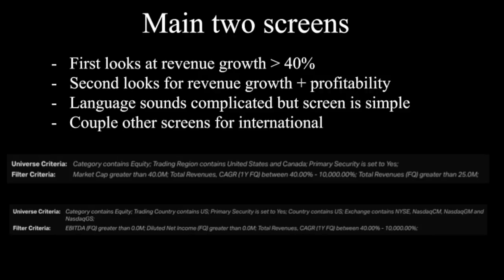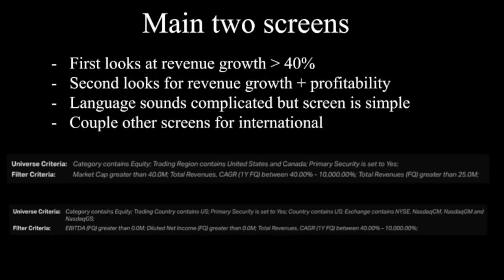Next is total revenues CAGR 1 year FQ between 40% and 10,000%. And that sounds super complicated, but it just means the year over year revenue growth is 40% or greater. Lastly, I have total revenues FQ is greater than 25 million. And this just means the latest quarter has more than 25 million of revenue, which is also to keep out really tiny companies there.